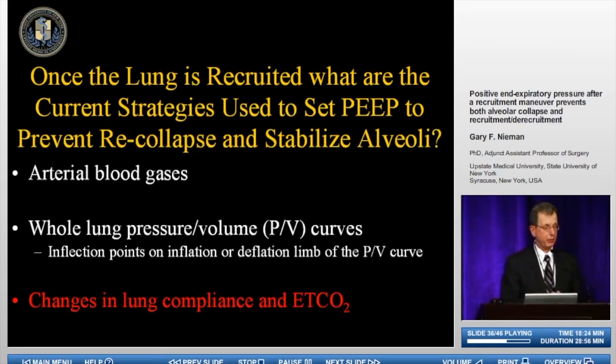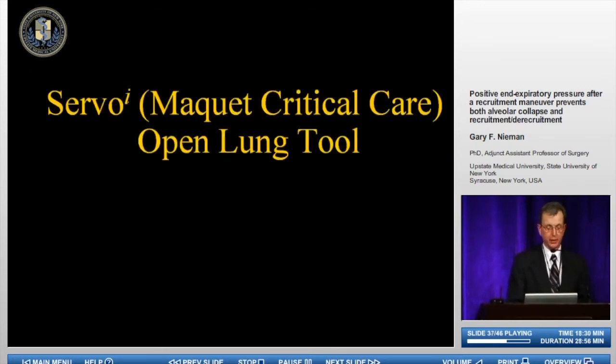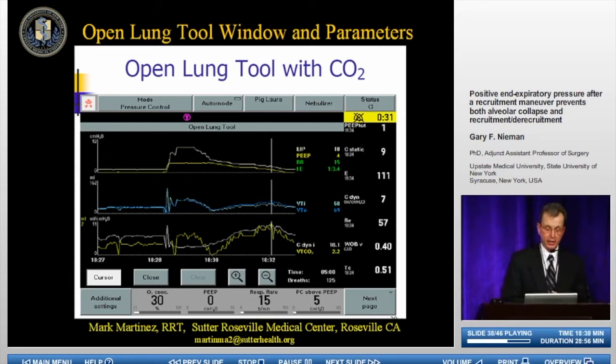And lastly, utilizing at least the work that we've done in our laboratory, utilizing changes in lung compliance and end-tidal CO2 to both recruit the lung and to set your PEEP. And for these studies, we used the Servo-i and the open lung tool function on that ventilator. And I won't go into this in great detail. I'm sure there's plenty of people here that will be happy to show you all of the intricacies of this particular technique.